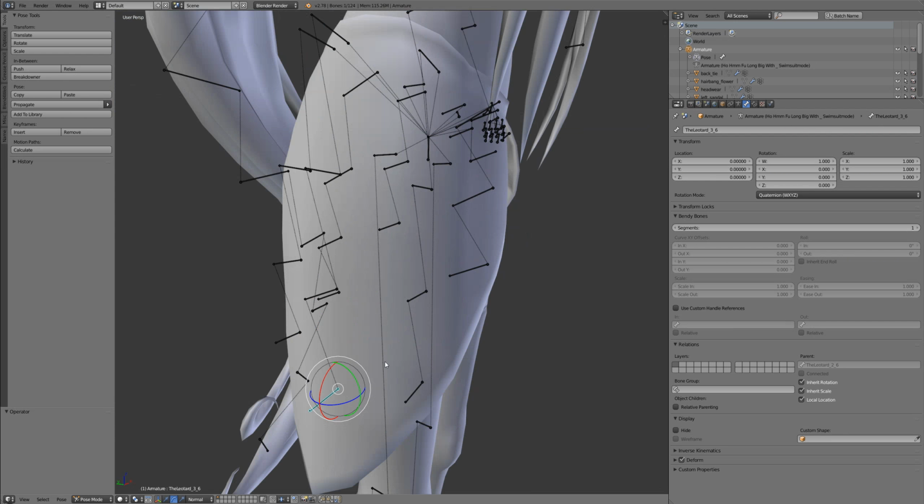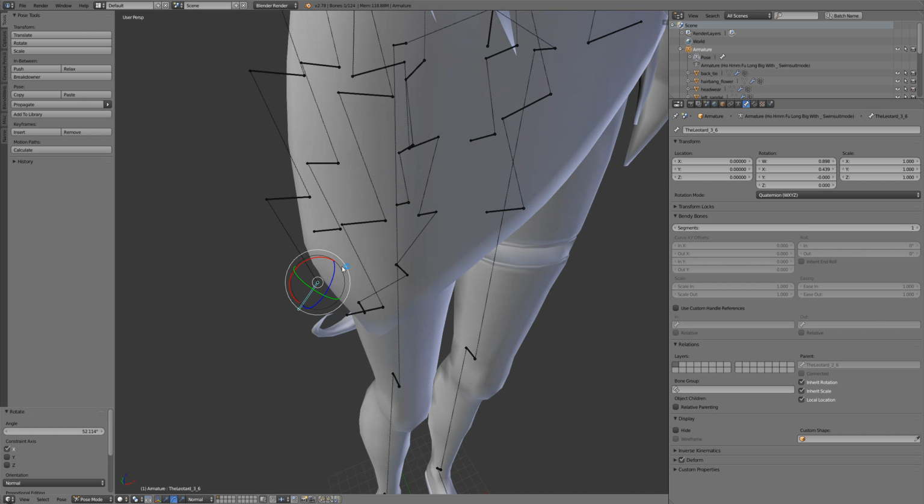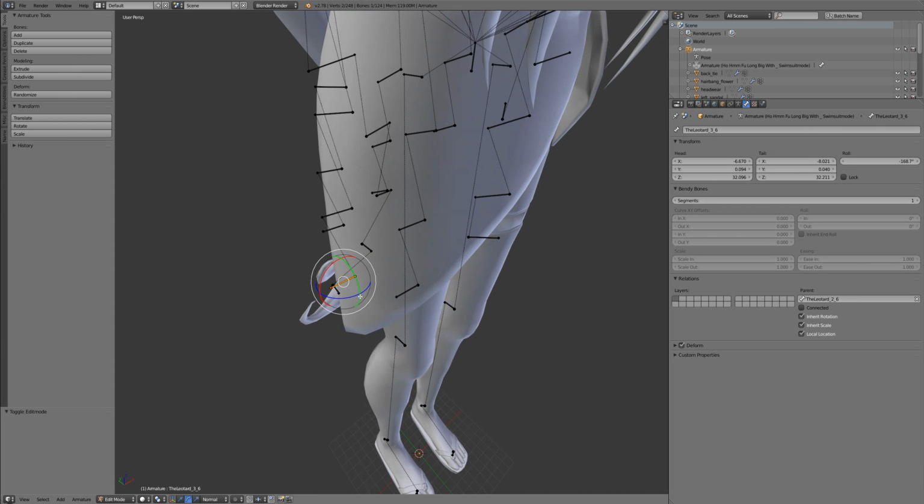So this one's right again. You see, you're never going to get the twist. You're always going to get the back, forward, and left and right. Okay, so that is the goal with these bone orientations.